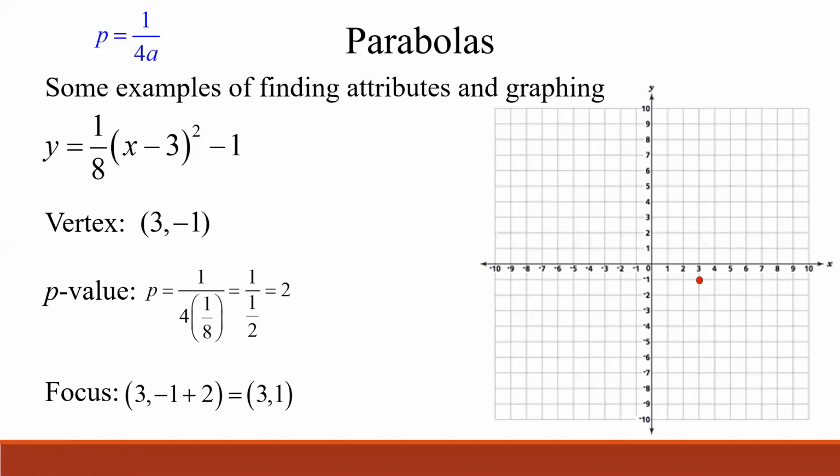For my focus, I take my vertex, and I know it's going to be going up. My x value is not going to change, and I'm going to add 2 to the y value of the vertex. So -1 + 2 is 1. My focus is going to be at (3, 1), which would be right here. So that's my focus point.